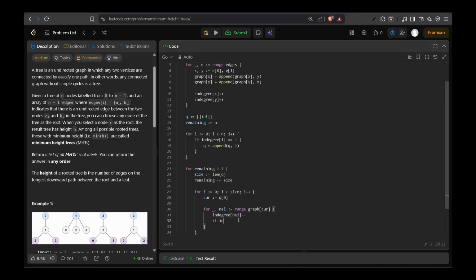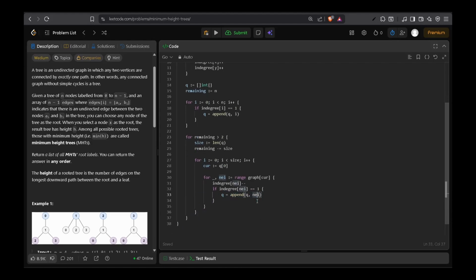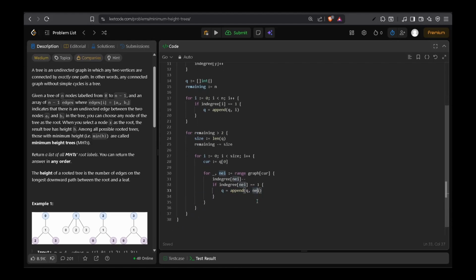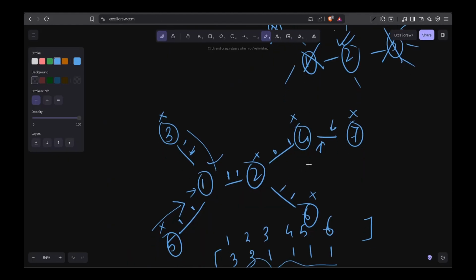And then if after reducing in degree it becomes 1, that means it has turned into a leaf node and we can append it to the queue, right? So queue dot append neighbor. We'll see why we are doing this, but that is done. And in the last we will be returning queue, right? Now why we are returning queue and what does this do? As I told you, initially the 4 was a leaf node, but after adding 7 the 4 was no longer a leaf node, right?